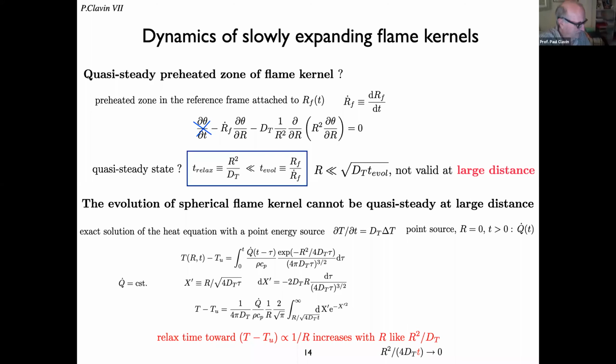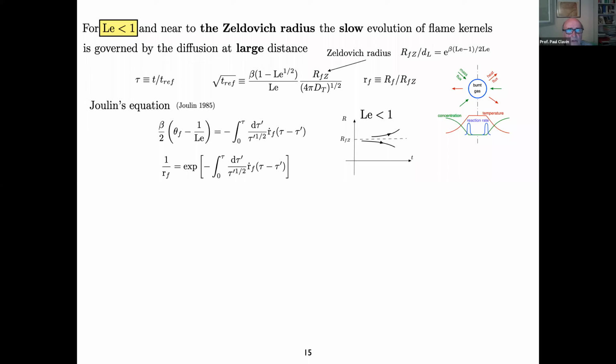Good. So let's start again the lecture. So my conclusion at the end of the first hour was that all the dynamics is controlled, in fact, by the motion in the far field. And this problem was completely solved for Lewis number smaller than unity and near the Zeldovich radius.